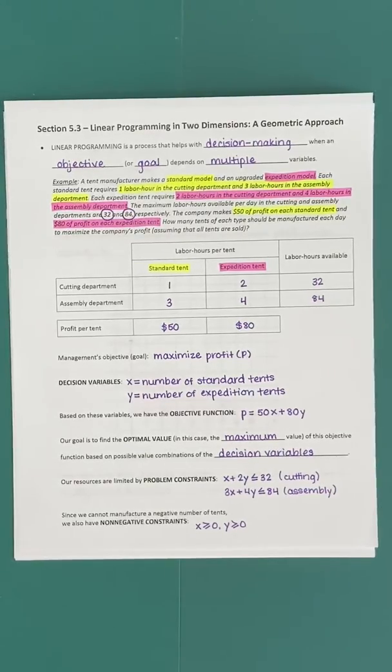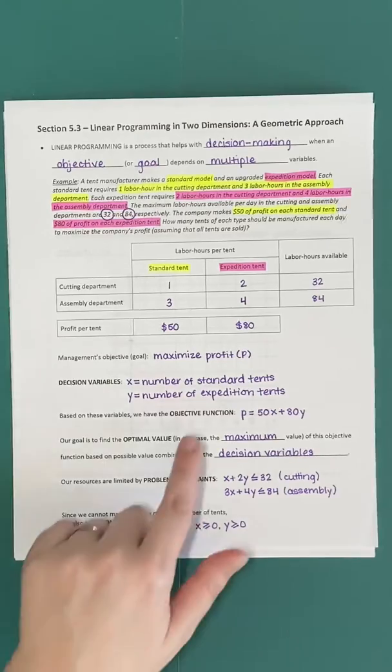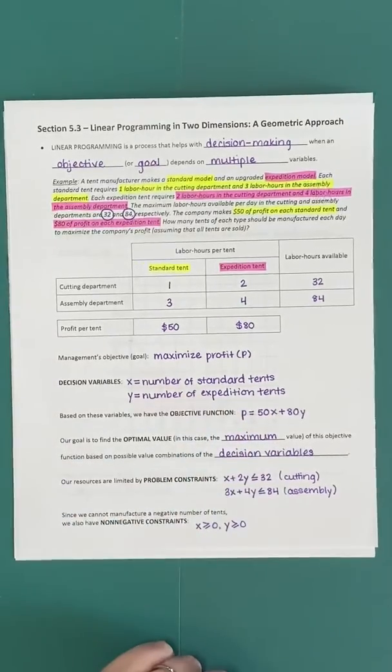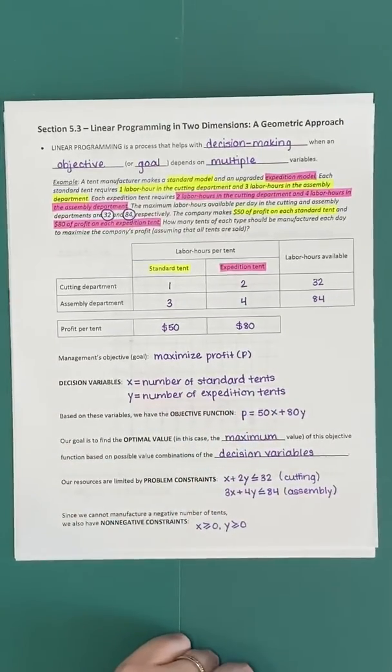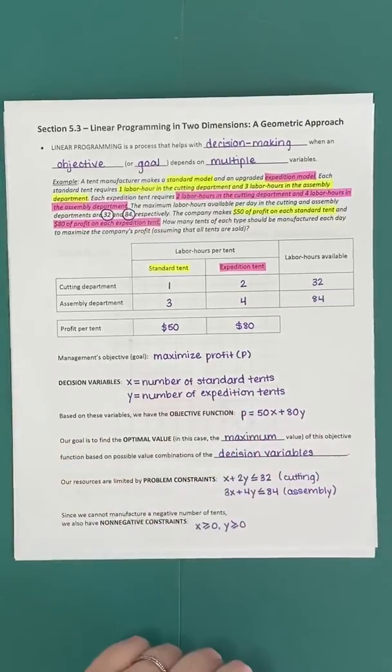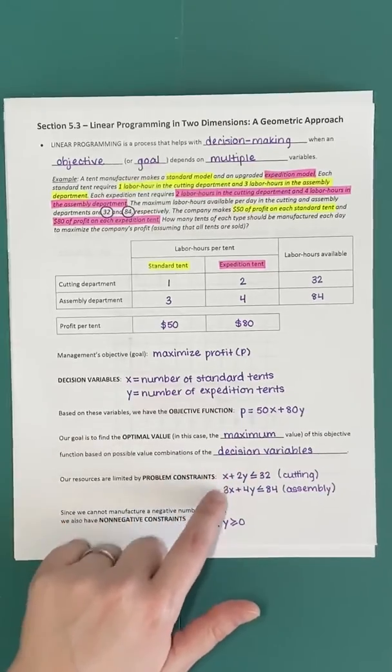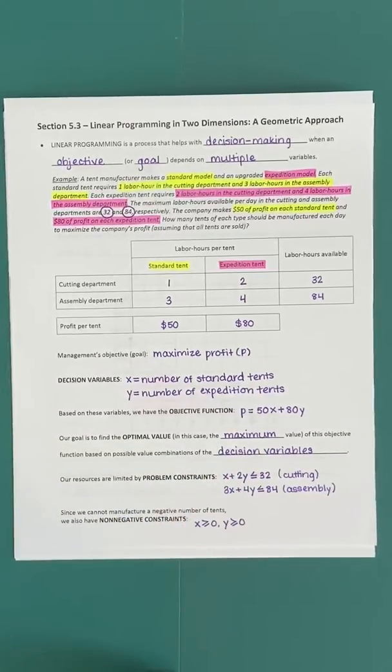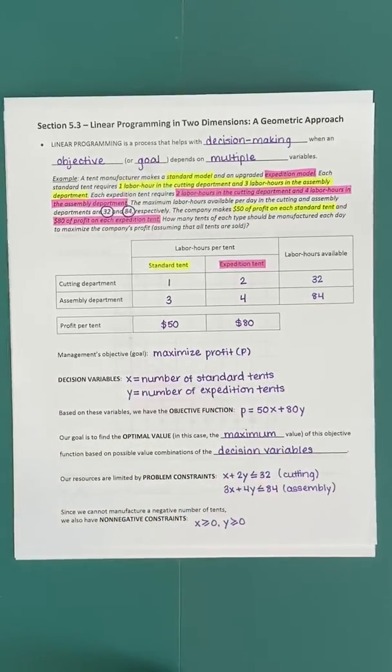It's going to tell us where we can max out. So the goal is to find the highest amount of profit we can get, picking X and Y to maximize our profit, while X and Y still fit within these inequality constraints.